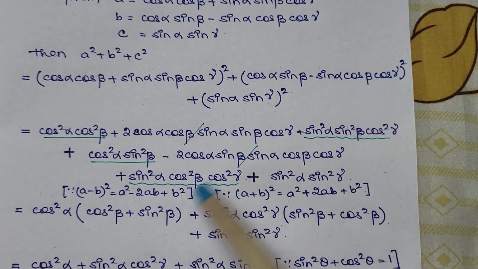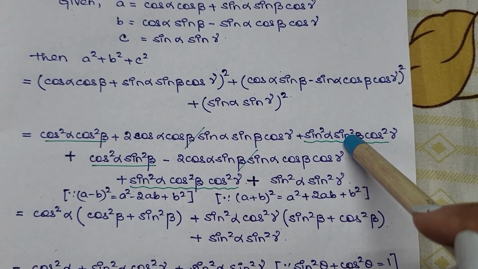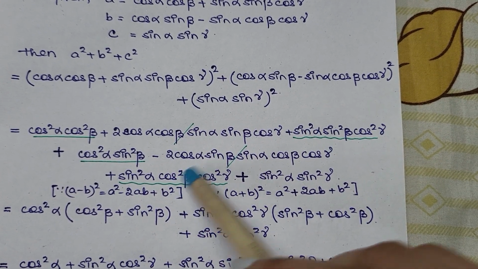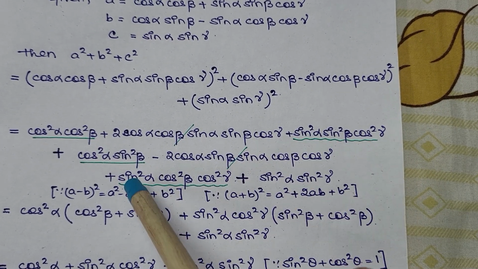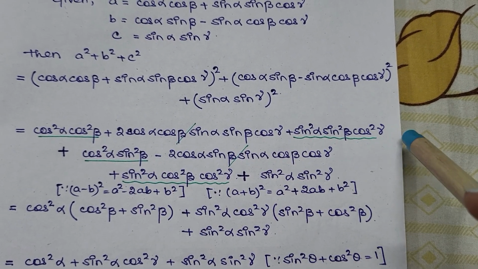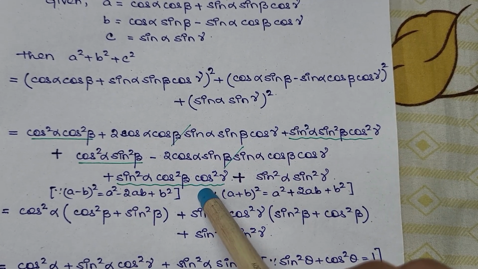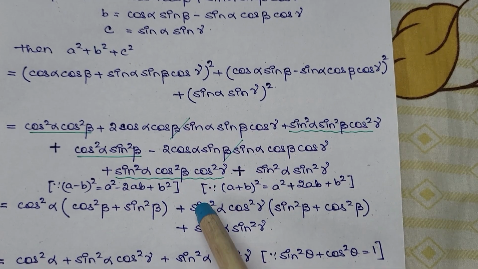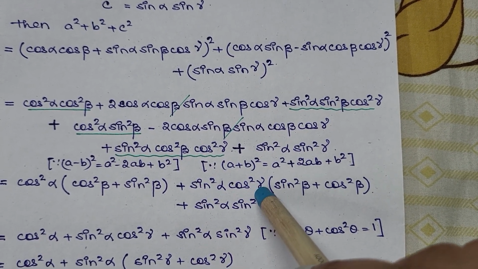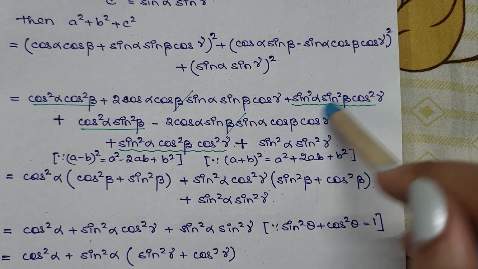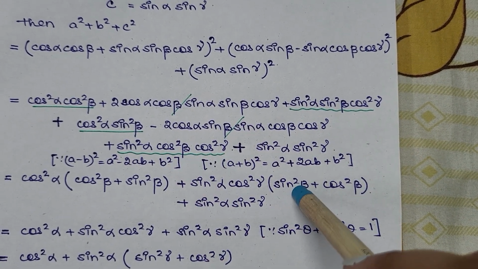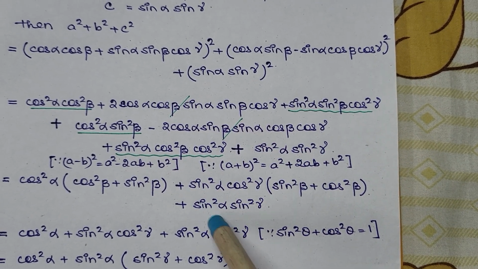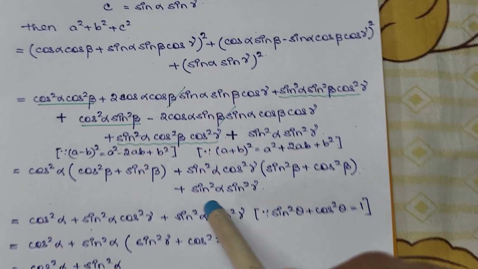Now taking these two terms. I've underlined it in a different way just to understand. So we take this term and this term together. We see that sin square alpha is common and another term is common. What is that? Cos square gamma is also common. So we take out the common terms, sin square alpha and cos square gamma. Hence we are left with sin square beta plus cos square beta. And the C square remained as it was, sin square alpha and sin square gamma.